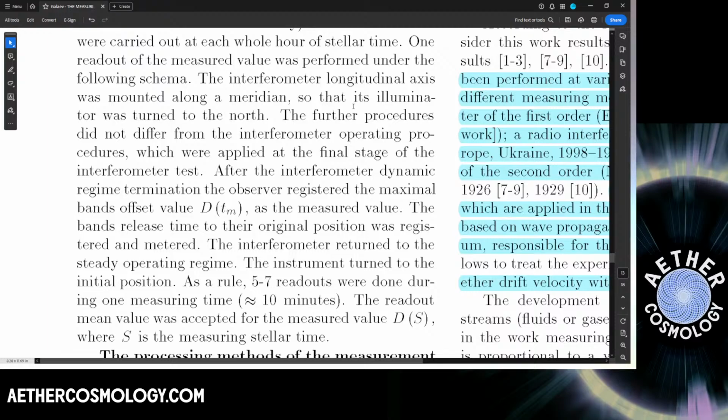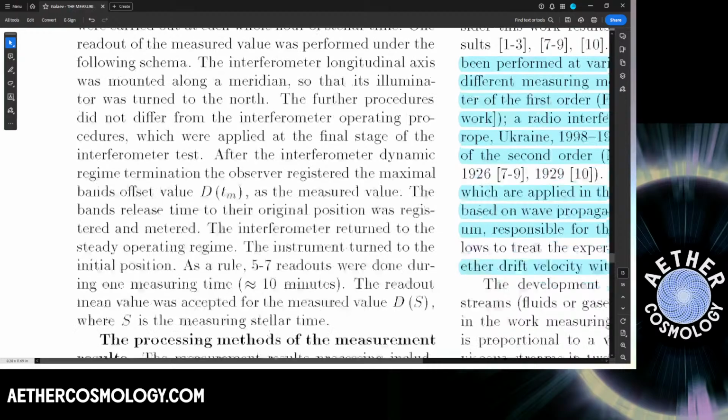As a rule, 5 to 7 readouts were done during one measuring time of approximately 10 minutes. The readout mean value was accepted for the measured value of d times s, where s is the measuring stellar time.